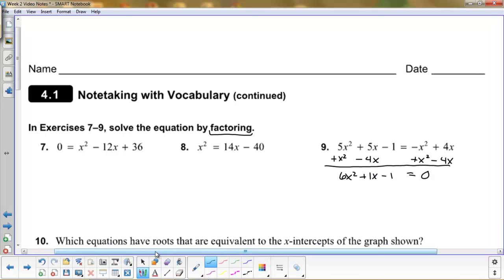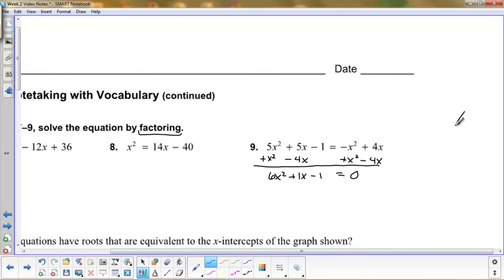I'm going to use the AC method to help me solve this problem. So remember, I multiply a times c. That's 6 times negative 1. That gives me negative 6. And I'm going to get those factor pairs to add up to b, which is 1. So that's going to be negative 2 and positive 3. Now I'm going to split my middle term. So I get 6x squared minus 2x plus 3x minus 1.